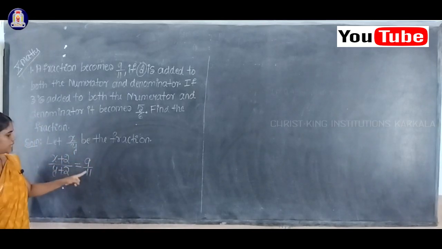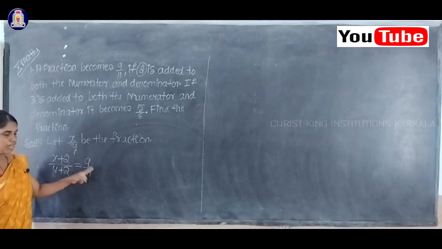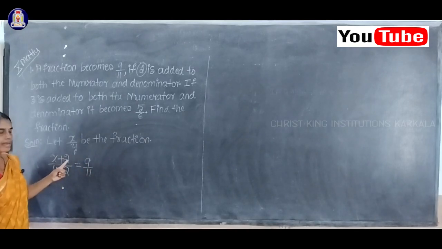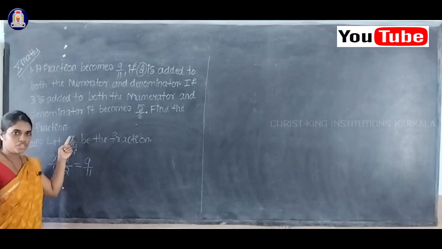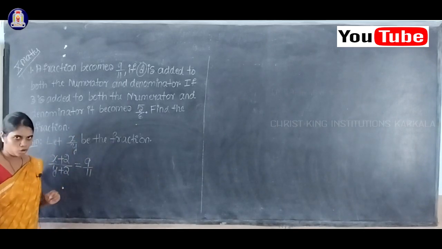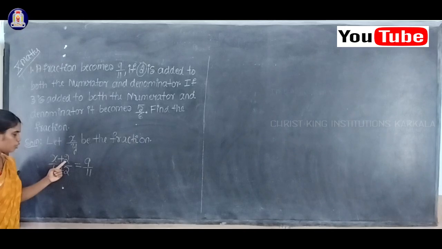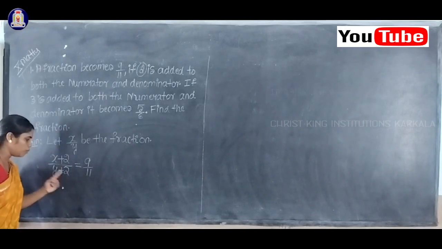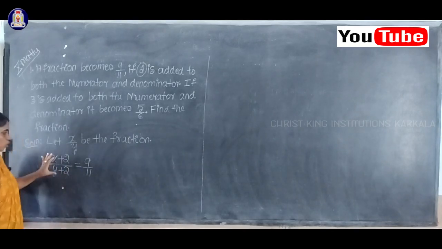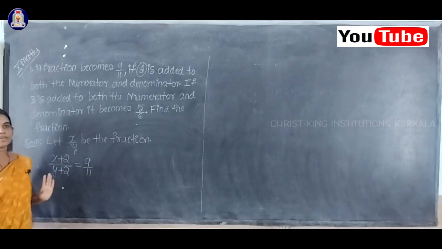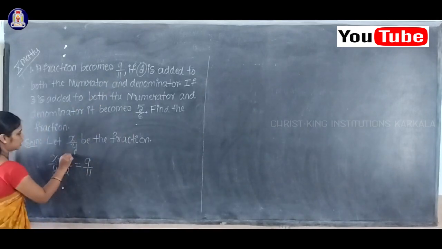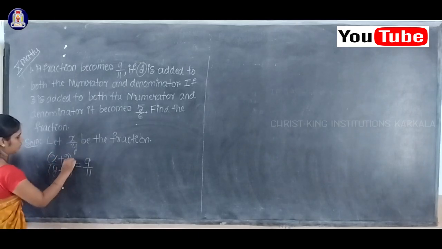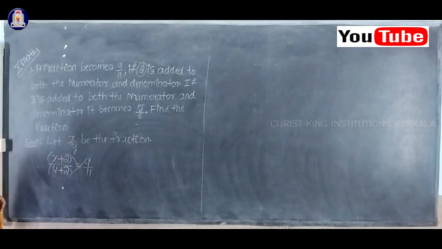A fraction becomes 9 by 11 if 2 is added to both the numerator and the denominator. X is the numerator, y is the denominator. For the numerator you add 2, as well as for the denominator you add 2, so your fraction will become 9 by 11. Now I will do the cross multiplication.